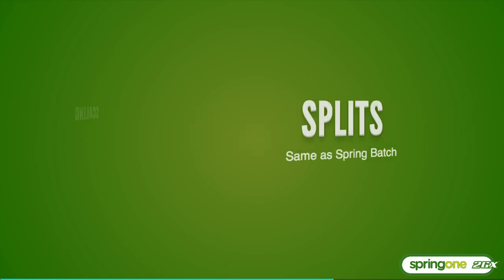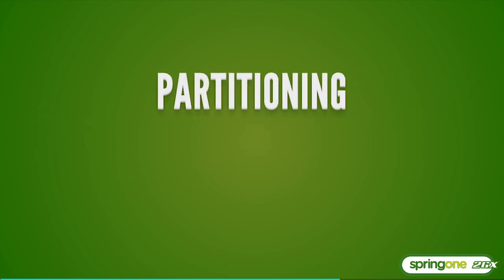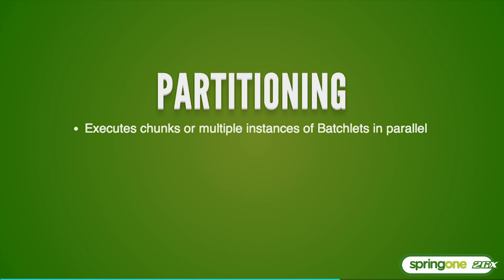Scaling. So JSR offers a number of scaling options, splits being the first one. A split, just like in Spring Batch, is running steps in parallel, right? So I've got flows that I can run in parallel. The JSR provides the same option. Partitioning is the other option within the JSR, but it is different.